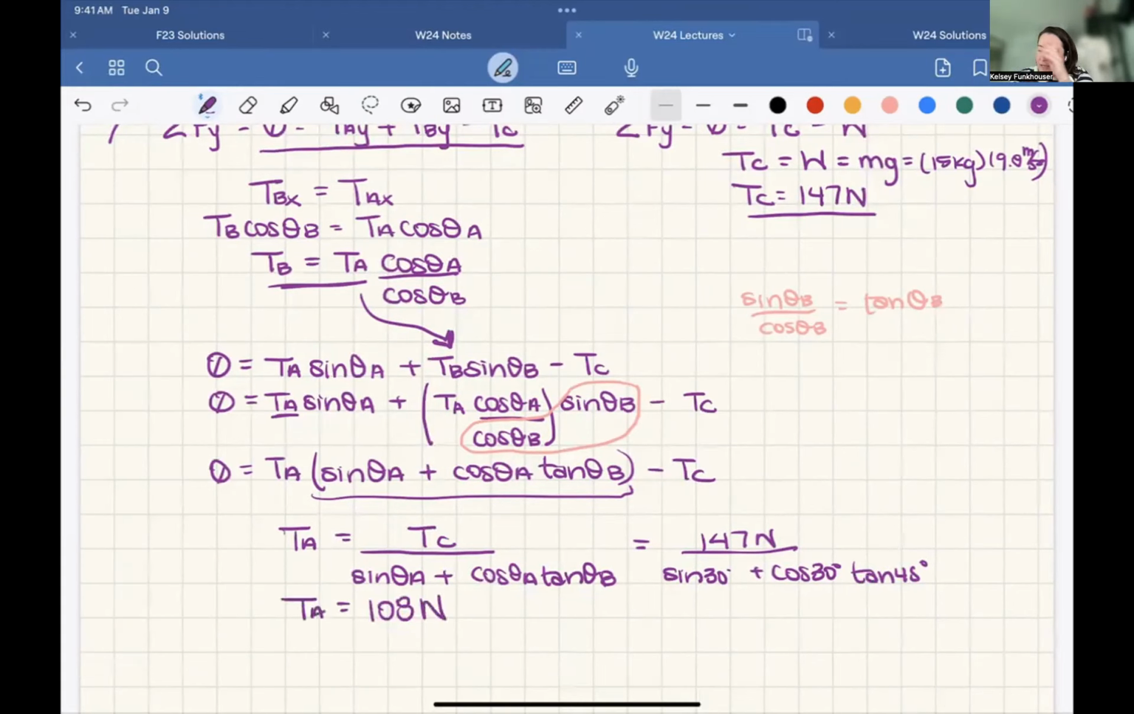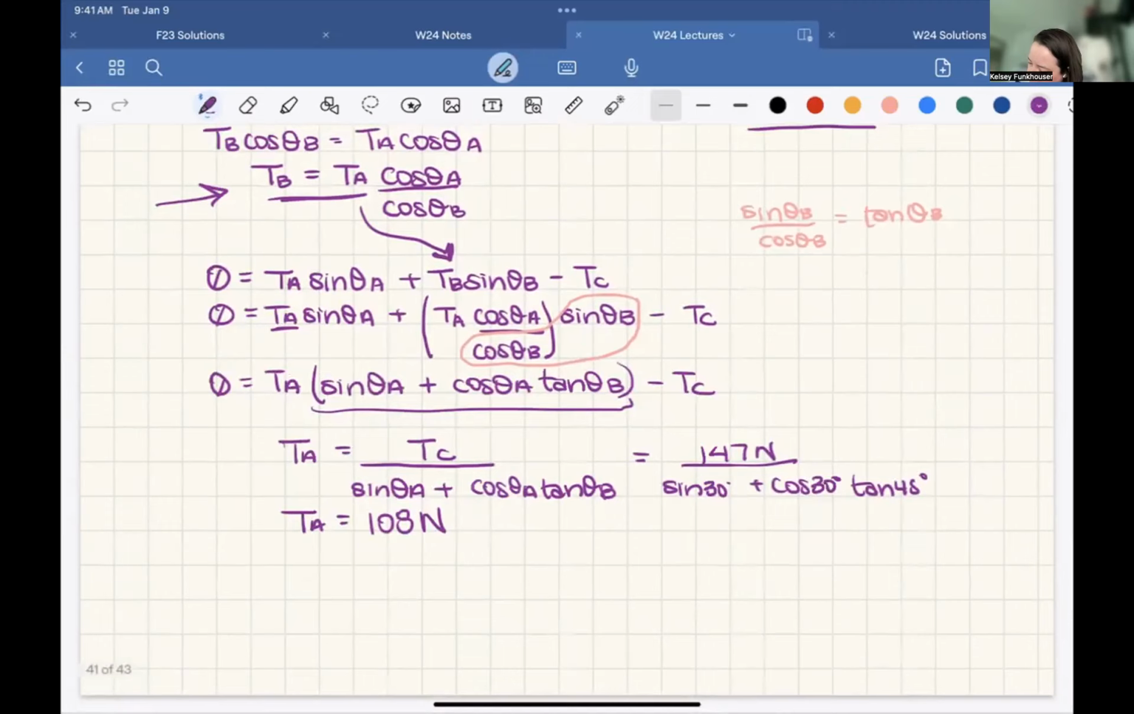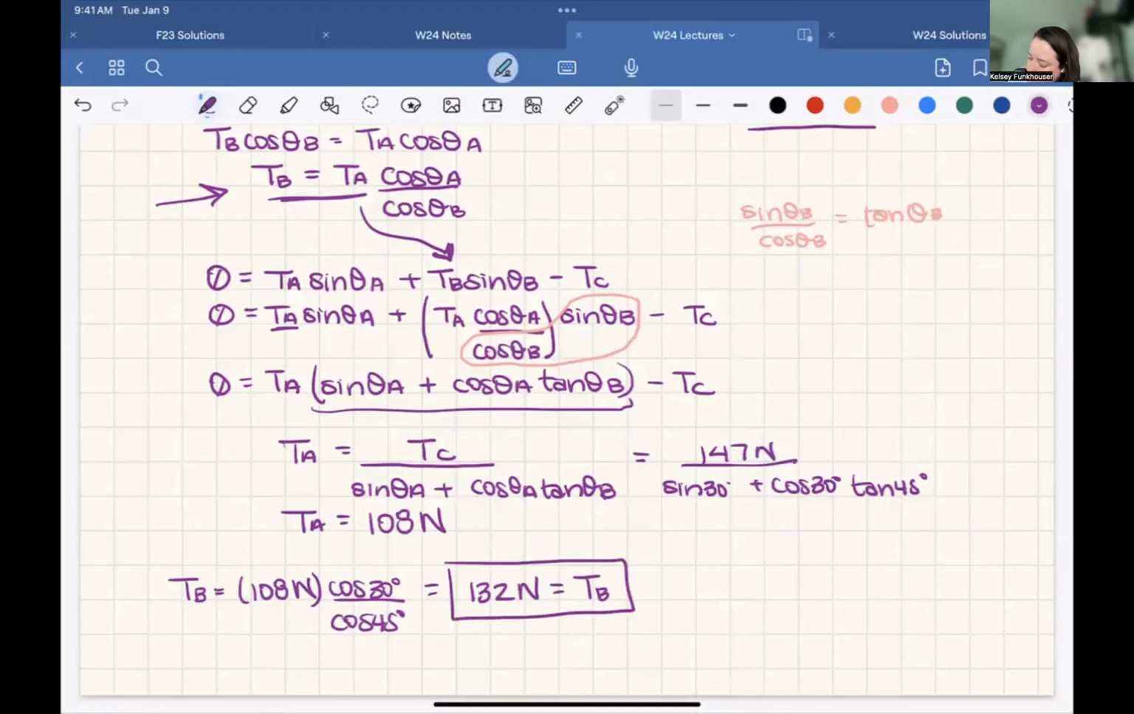Tension in A. And we have this equation here that has tension in B in terms of tension in A and the angles. So we can just also plug that in. I'm running out of room, but I think I can fit it. Let's see. TB equals 108 newtons times cosine of 30 degrees divided by cosine of 45 degrees. And this is 132 newtons. So that is the tension in each of those ropes.